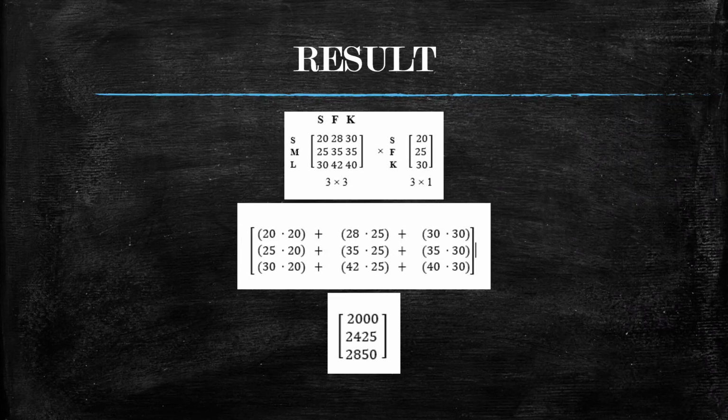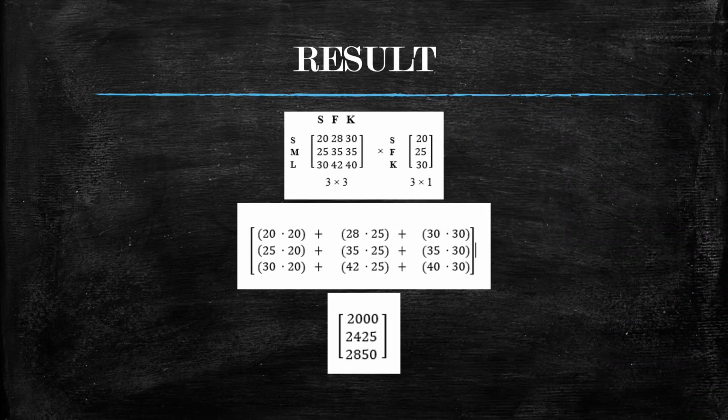Finally, for entry 3 1, we work with the last row, the third row of the first matrix, and again the first column of the second matrix, and what we have is 30 times 20 plus 42 times 25 plus 40 times 30. So here we have our 3 by 1 resulting matrix, and all we have to do now is the arithmetic to simplify what we have in each entry.